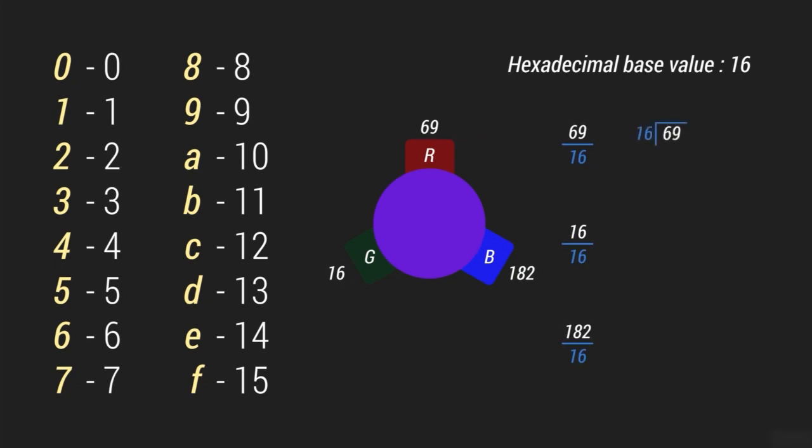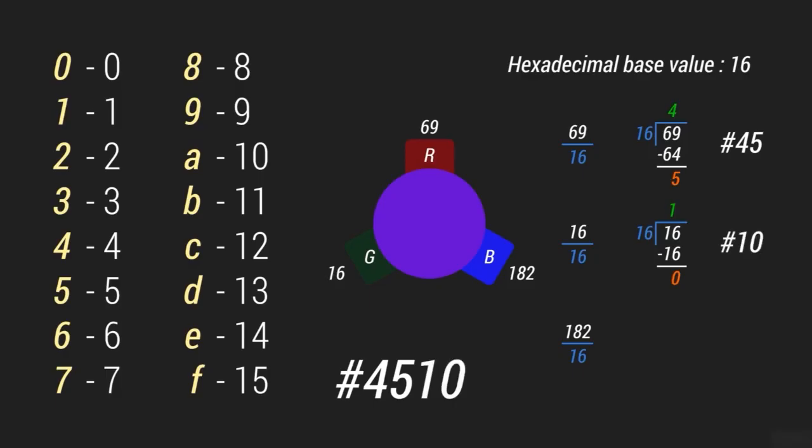So 69 divided by 16 gives quotient as 4 and remainder as 5. So the hex value for red 69 becomes #45. Similarly, dividing 16 by 16 gives quotient as 1 and remainder as 0. So the hex value of green 16 becomes #10. And by dividing 182 by 16, the quotient will be 11 and remainder will be 6, making the hex value of blue as #116.